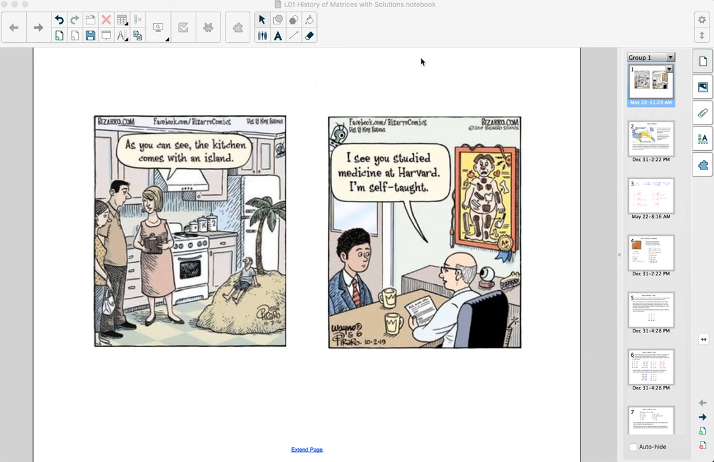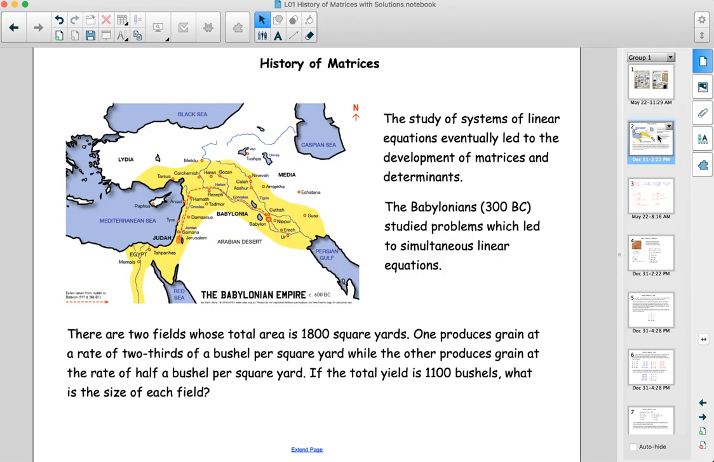All right, this lesson won't be a very long one. It's sort of looking at the history of matrices, or matrices throughout history. So the first place we're going to stop in is Babylonia.